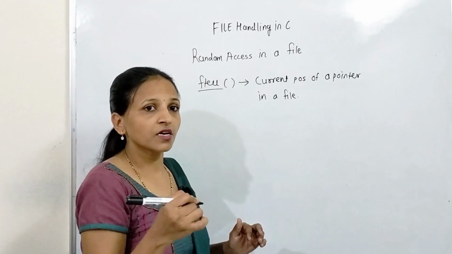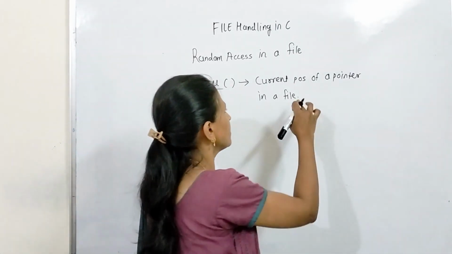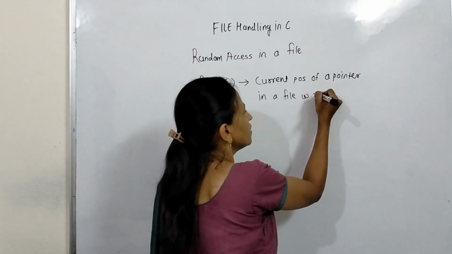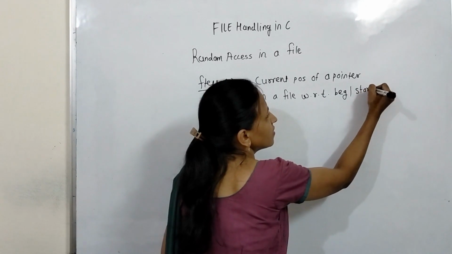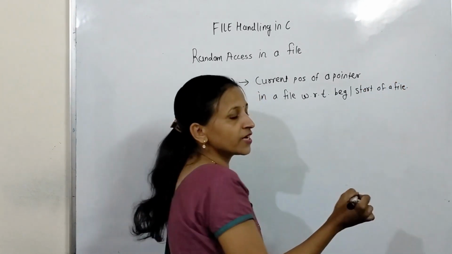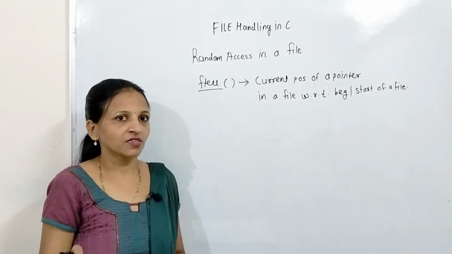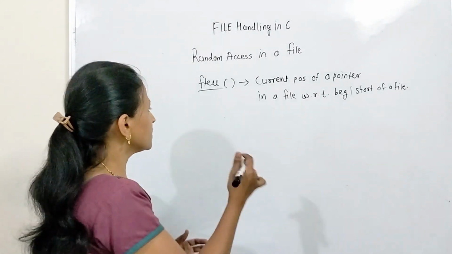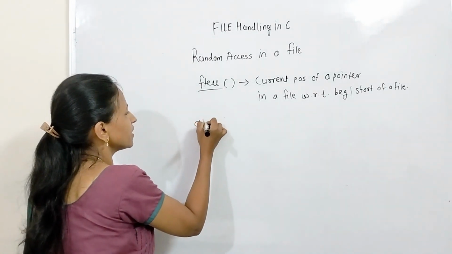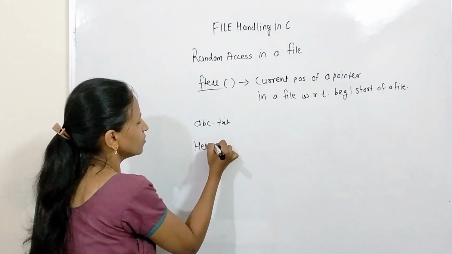Now what is this current position? It is the current position with respect to the starting of the file. It is important: with respect to the beginning or start of the file. You can say this ftell function tells you the byte number. Now what is that byte number and how are those indexed? Let abc.txt file be there and the contents are like hello students.